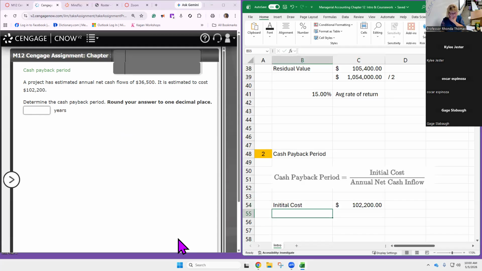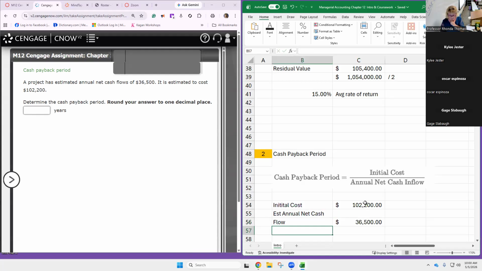Of $102,200. And then the estimated annual cash flows. Once again, this is a guess. And it's net. Something's been subtracted, but they gave us the number, so we didn't have to do the math on that one. All right, and this one is 36,500.